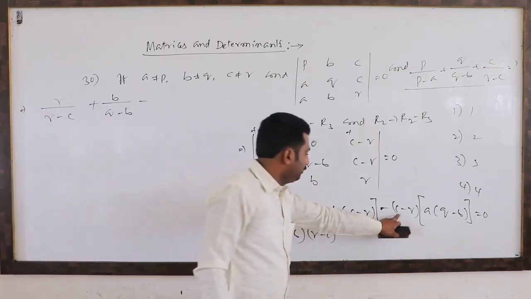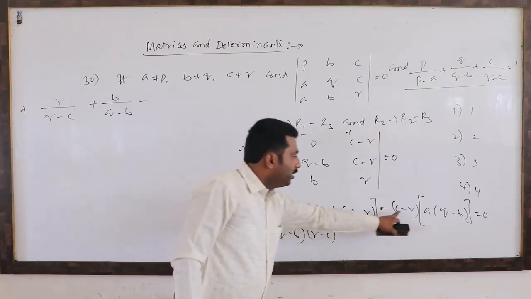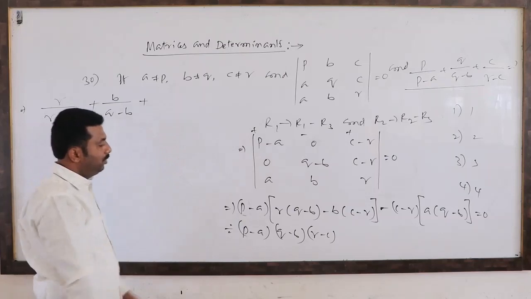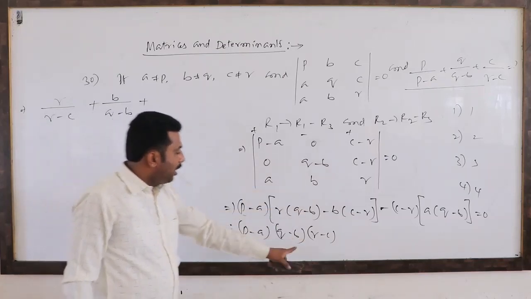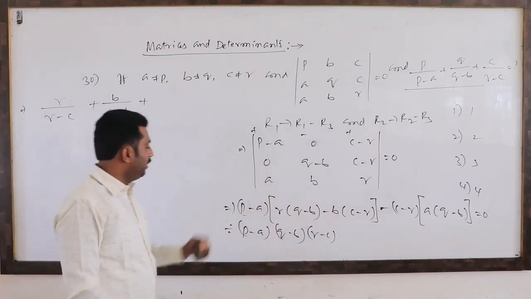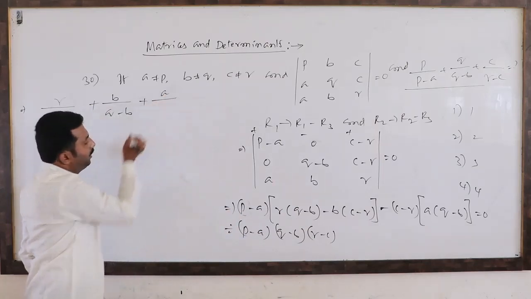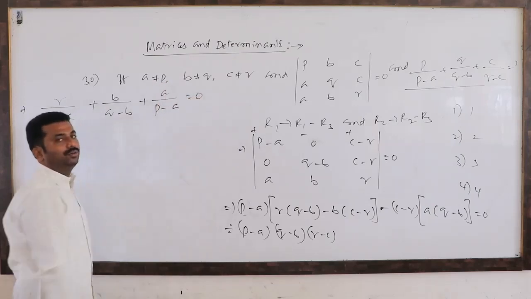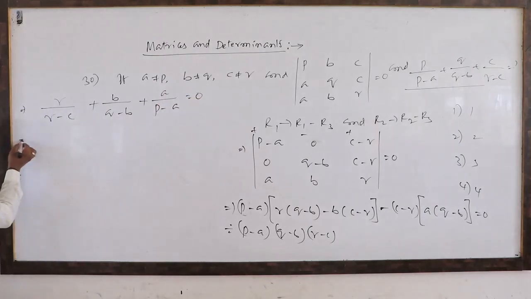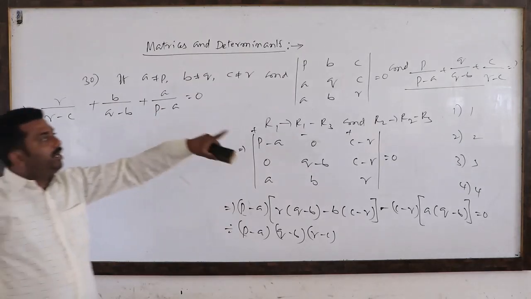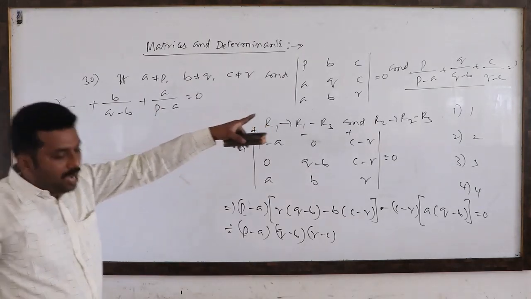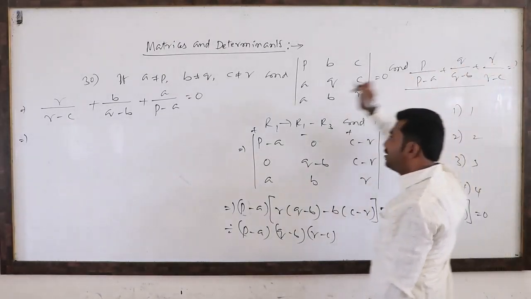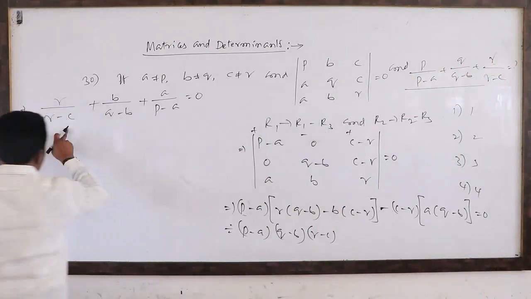Then this one, R minus C we have to divide, but C minus R is there. If I take minus common, plus will come. So finally, R minus C and Q minus B cancel, A divided by P minus A equal to 0. Now you observe, what we have to prove? We have to prove this is R by R minus C. So R by R minus C is there.